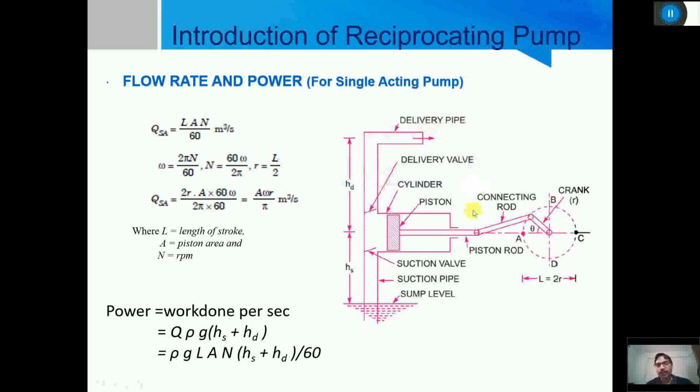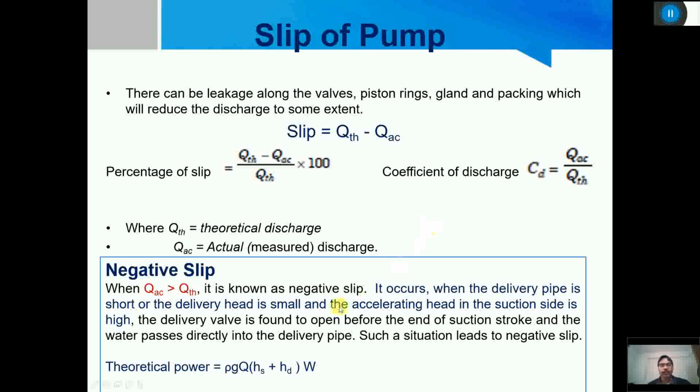So here the discharge will be more than what we are expecting from the cylinder, and that's why the actual discharge will be larger than the theoretical discharge. So in that case, the actual discharge will be larger than the theoretical discharge. The slip will become negative, or in other words, we can say that the actual discharge is larger than the theoretical discharge.